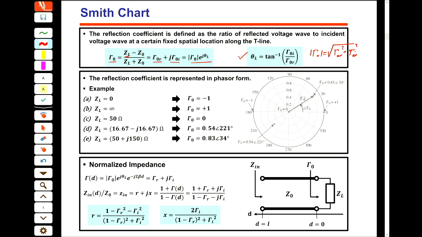So if I draw this gamma in a polar format, I mean on this circle that you can see, then at the center I can say that the absolute value of the gamma is 0, and at radius 1, the absolute value of gamma is 1. So any value of gamma, I can transfer into this plane. So this is a gamma plane representation of this gamma naught. Okay?